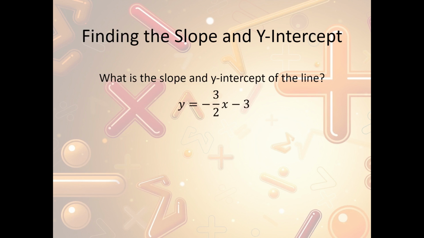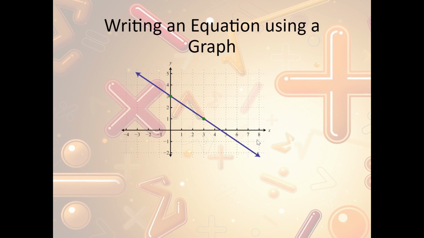Let's look at another example. We have y equals negative 3 halves x minus 3. Same thing. It's a slippery slope to get hung up on your x. So the slope is the one that's attached to the x, which is negative 3 halves. So that's my slope. And my y-intercept is the lonely one. Well, the lonely one in this case is negative 3. So b is negative 3. So that's how I find the slope and y-intercept from an equation.